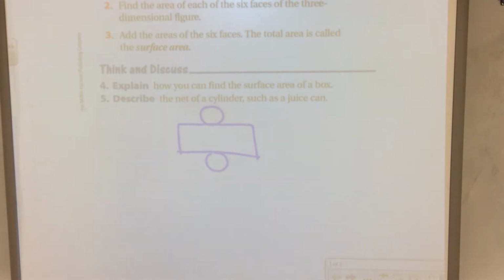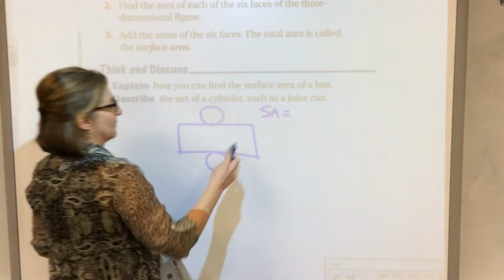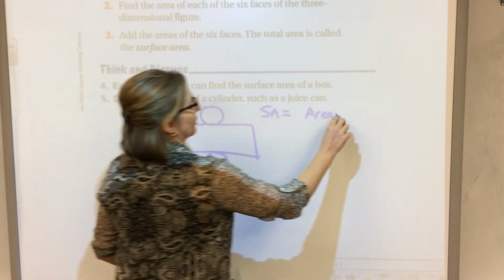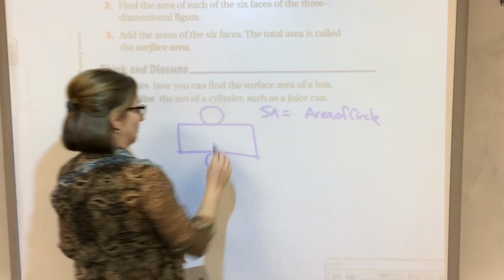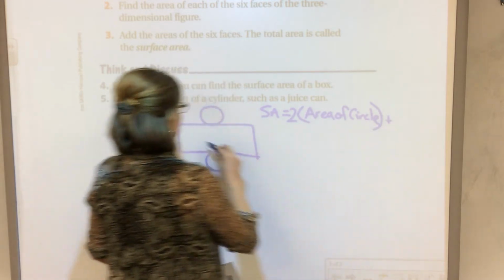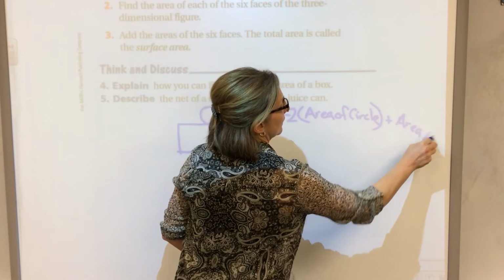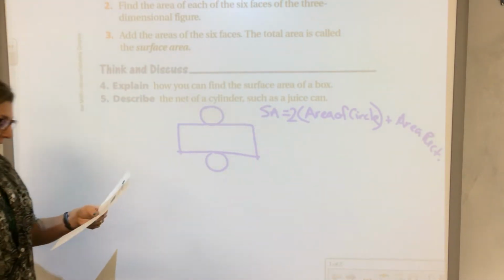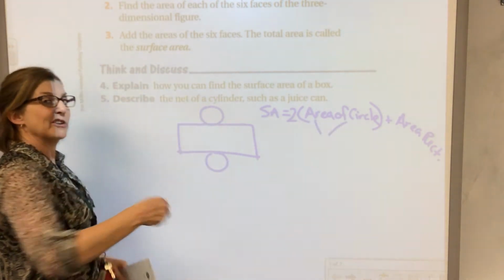Okay, well, to get the total surface area, I would find the area of one of these circles, and I would double it because I have two of them, and then I would add on to that the area of this rectangle. Let's put RECT. So to get those areas, okay, the area of one circle is pi r squared.